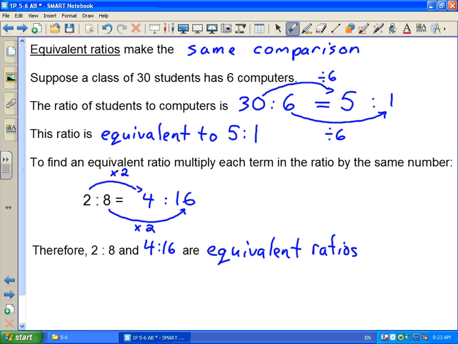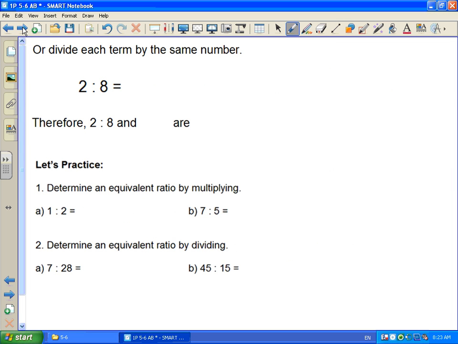So we can multiply each term by the same number, or we can divide each term by the same number. So if I've got 2 to 8 here, I want to find a number that will divide evenly into both of these. I don't want decimals or fractions in my equivalent ratio here. So I think 2 will divide evenly into both of these because these are both even numbers. So I can take my 2, divide it by 2 to get 1. I can take my 8, divide it by 2 to get 4. So I get the ratio 1 to 4.